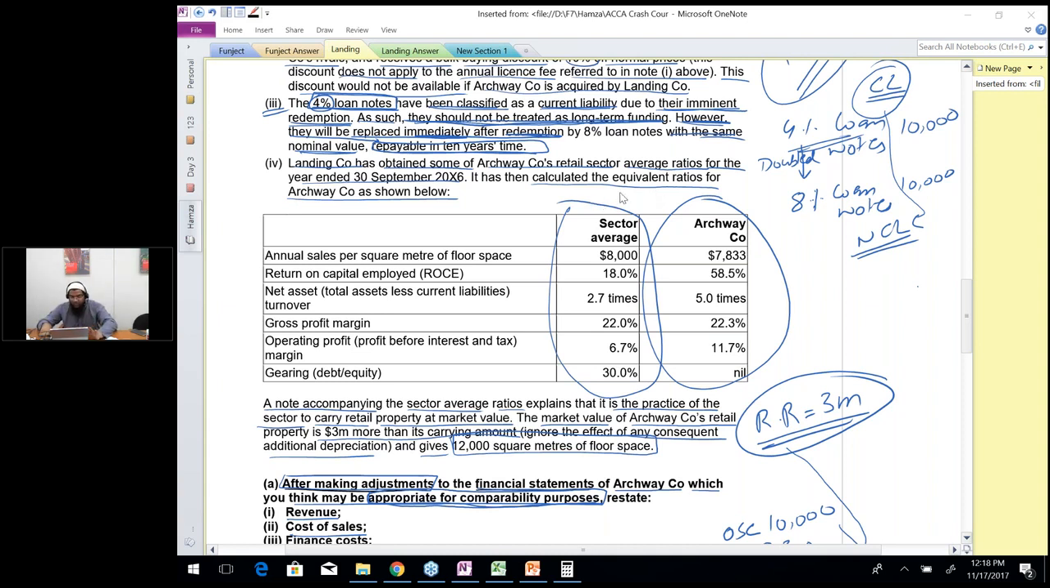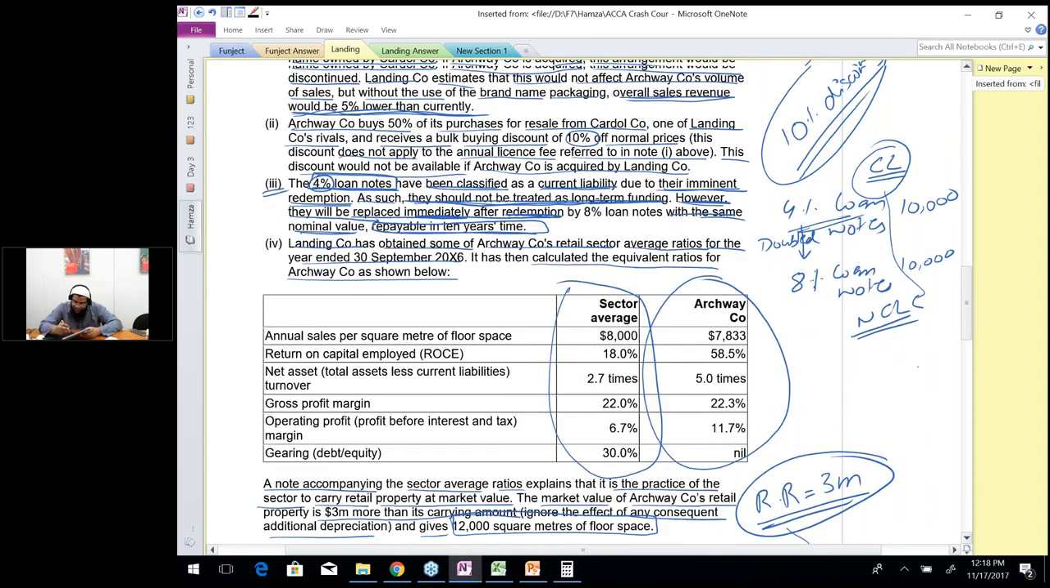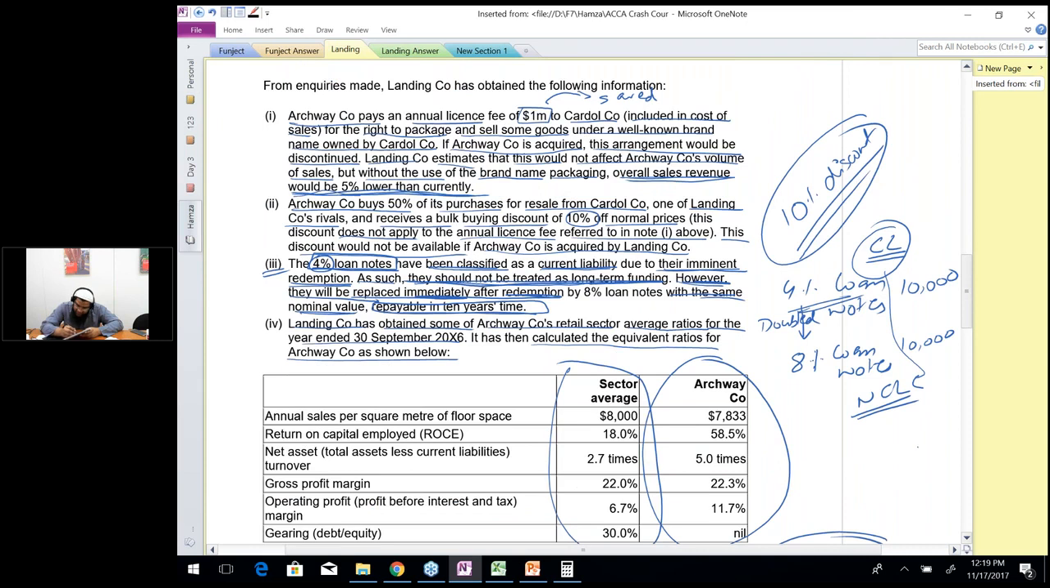Neeraj, actually, if you look at the question, it had mentioned that this would not affect Archway's volume of sales. Volume of sales is not affected. The 5% lower is actually affecting the selling price. So the selling price has actually decreased by 5%. That is why we have not taken an impact on the cost of sales of that. Yes, Harsh, you are right. You have got the point correctly.